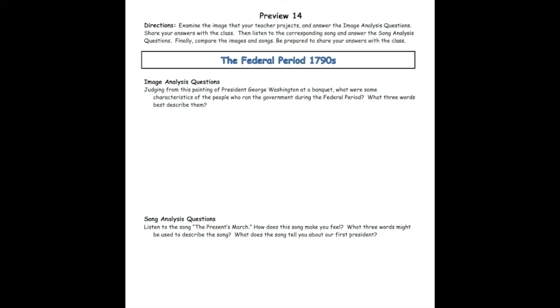So you should be looking at the first page of Preview 14. We're going to get started with the image analysis question. So as you're looking in your ISN, go ahead and read along with me. Judging from this painting of George Washington at a banquet, what were some of the characteristics of people who ran the government during the Federalist period? What 3 words would best describe them?